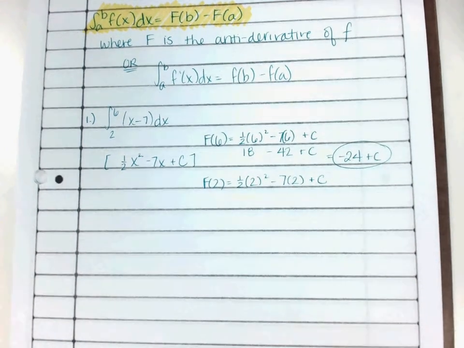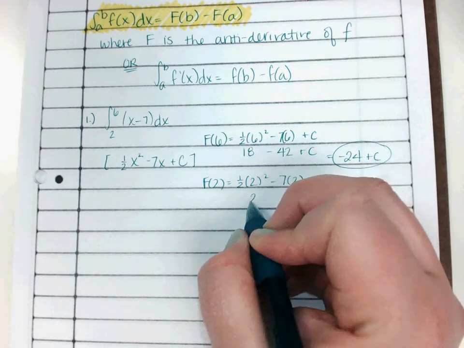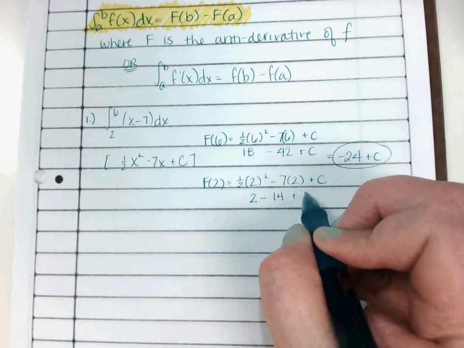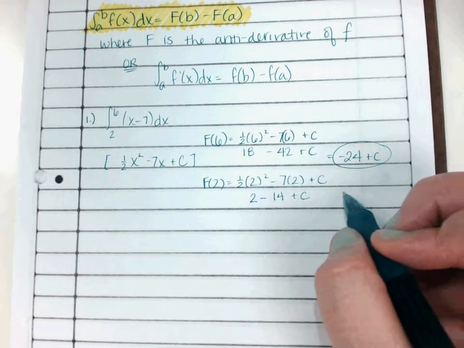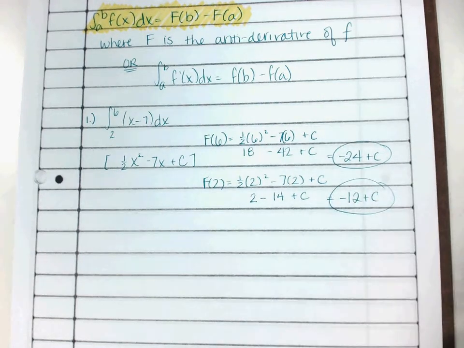Let's go. Okay? Then half of 2 squared is half of 4. What's half of 4? Minus 7 times 2 is? 14. Okay, 2 minus 14 is? Negative 12. Negative 12 plus C. Check it. Okay, good.